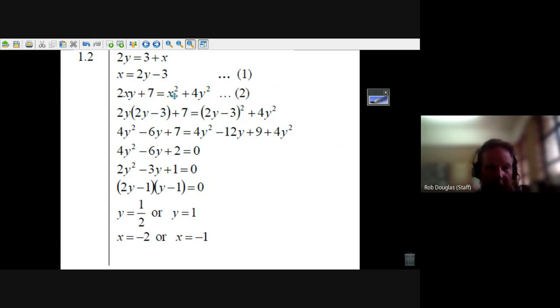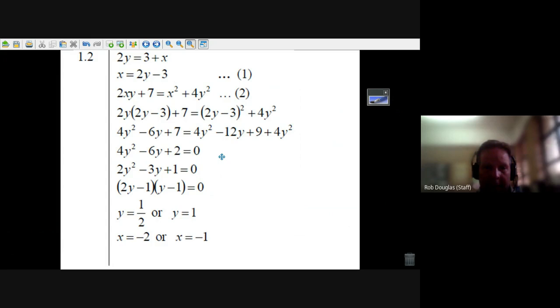Instead of x squared, there's 2y minus 3 squared. Now you have to square this. You have to do it real carefully, and you'll see it's a squared minus 2ab. Minus 2 times 3, it's minus 12. You multiply it out carefully, you'll get minus 12y. And negative 3 times negative 3 is positive 9 at the end. Here we multiply it out, 4y squared minus 6y.